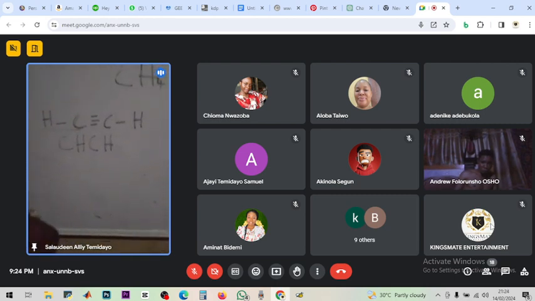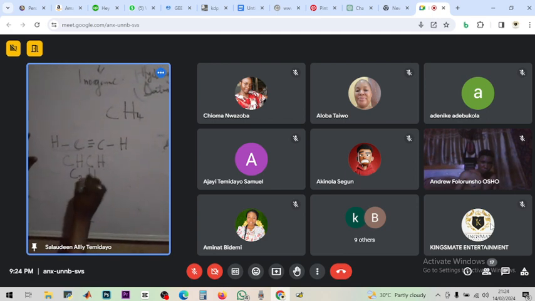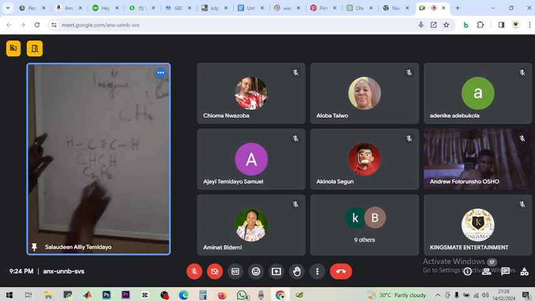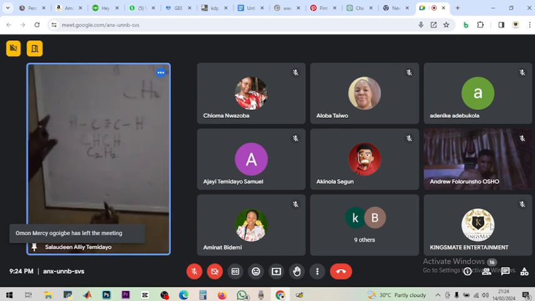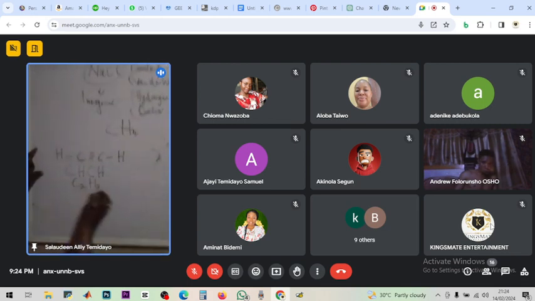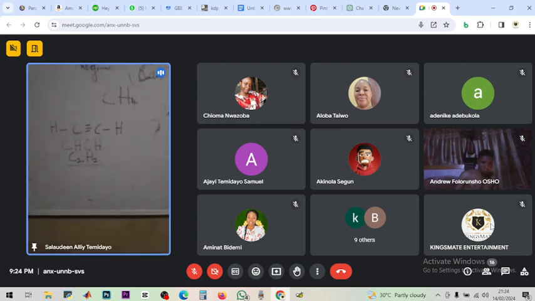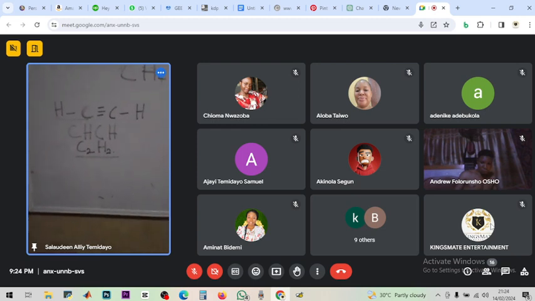Now look at the molecular formula. Writing it, you know we have two C's, 2C. It will now be C2H2. So we call this one the condensed form. I don't want to go into that too much. I don't know if it's in the material. So C2H2 is the molecular formula. Look at it very well. I'm giving another example.